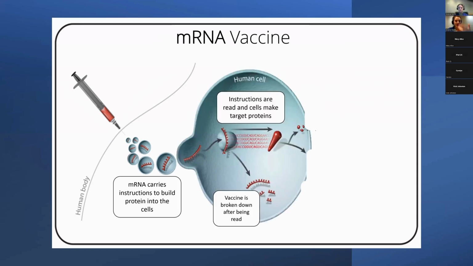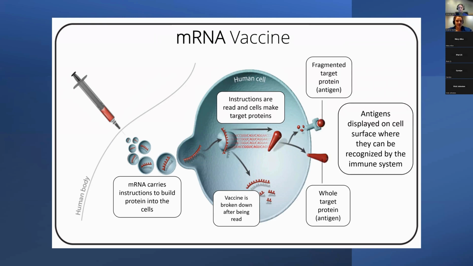And then your cell is going to read that message. It's going to be able to make the target proteins or just part of the target protein. And it's going to do exactly what your cells do. It's going to show those antigens on its surface. And your immune system is going to learn to fight off anything with those specific antigens. Now, once the mRNA, or essentially once your body has read the instructions, they don't need it anymore.